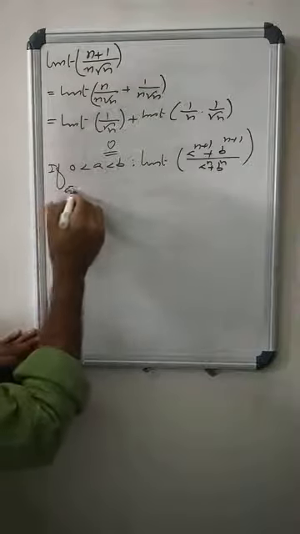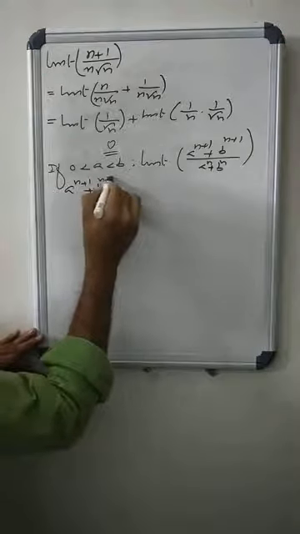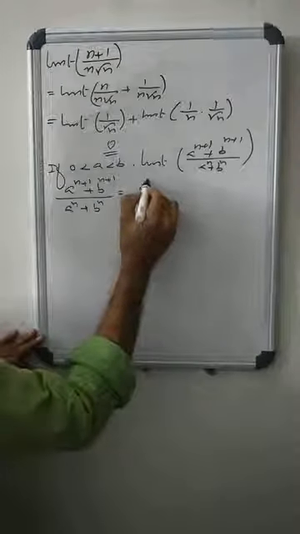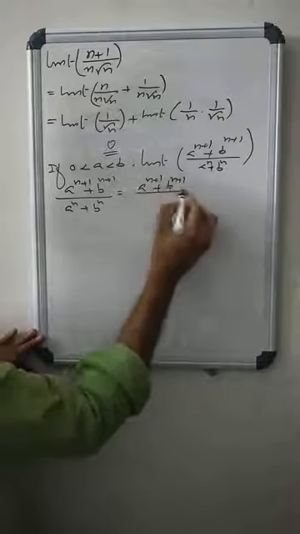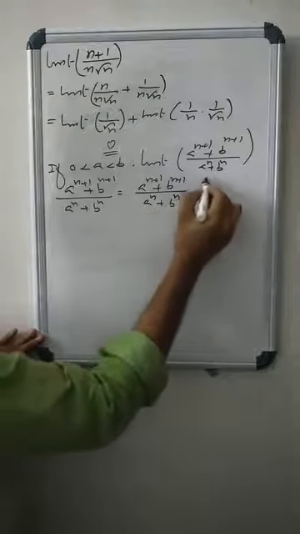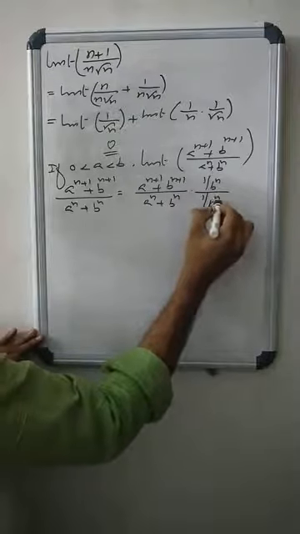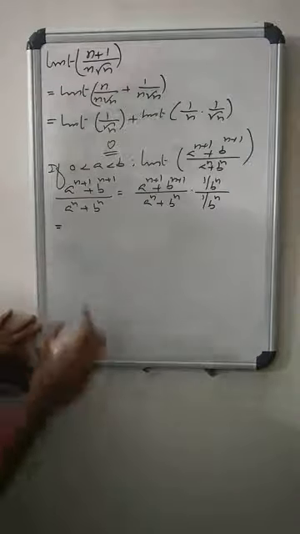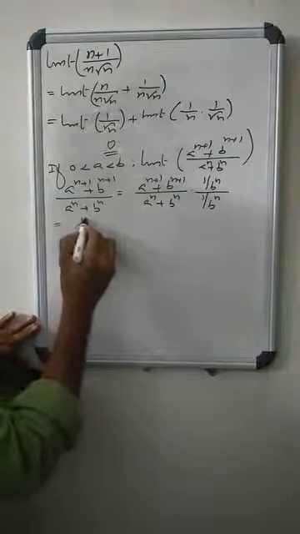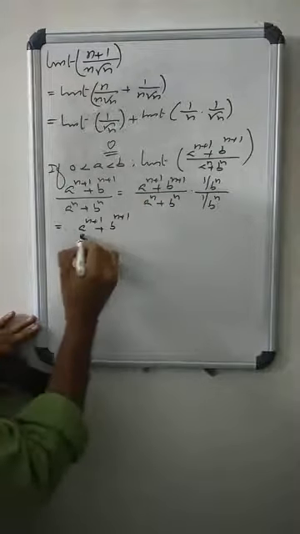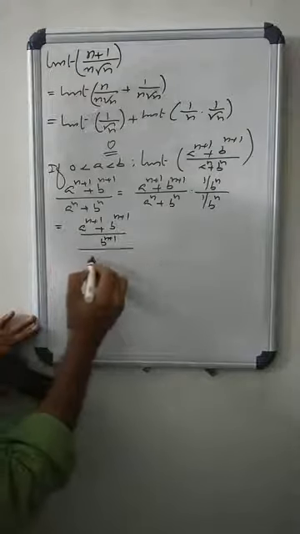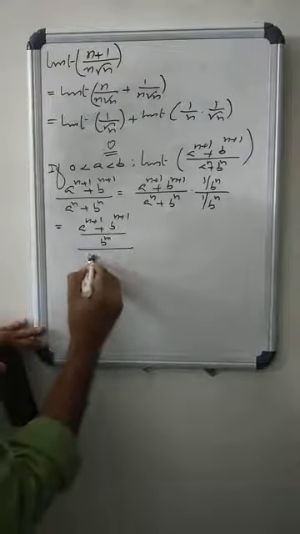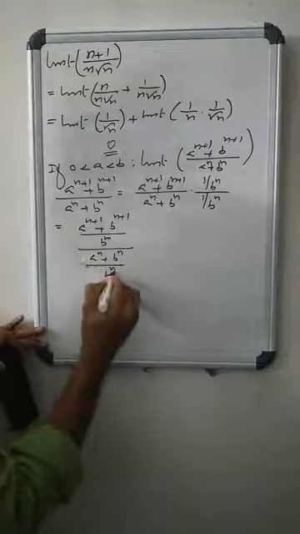So (a^(n+1) + b^(n+1)) / (a^n + b^n) can be rewritten by introducing 1/b^n in the numerator and the denominator. That gives (a^(n+1) + b^(n+1)) / b^n, all divided by (a^n + b^n) / b^n.